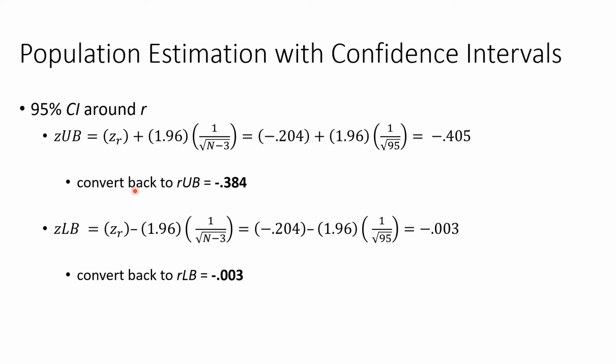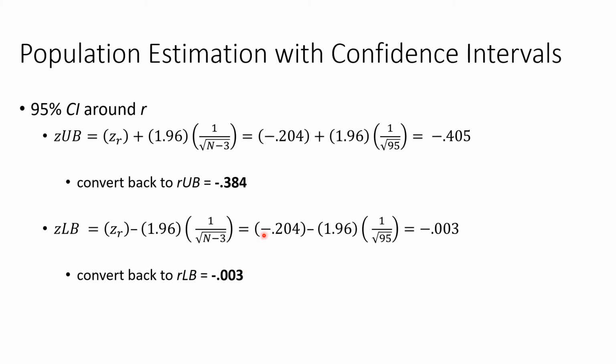Then you're going to convert that Z back to an R. And that's what's been done here. So this means that the strongest correlation that's plausible for the population between these two variables is a negative 0.38, and the weakest one that's plausible in the population is a negative 0.003. So a negative 0.38 would be a medium large effect. That'd be pretty big correlation, and this would be obviously almost negligible, almost nothing.